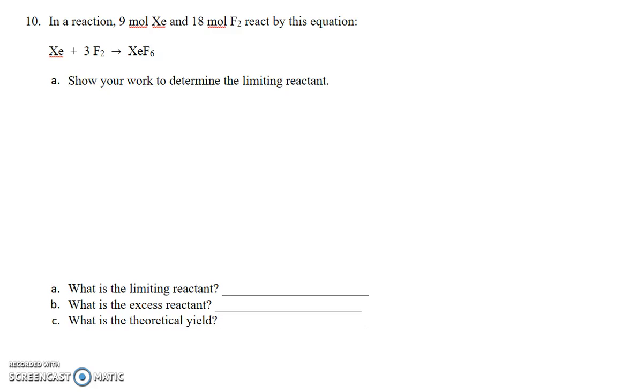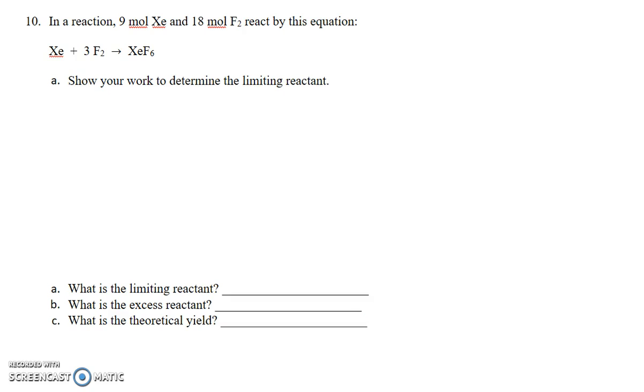In a reaction, 9 moles of Xe and 18 moles of F2 react by this equation: Xe plus 3F2 yields XeF6. Show your work to determine the limiting reactant.